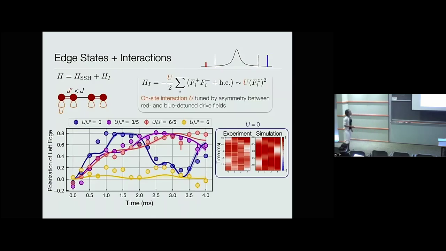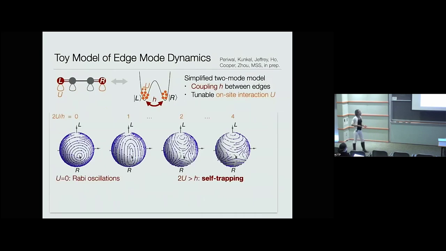And that's something that I realize there's a nice simple picture for understanding, which is to say, in the limit where I have these two edge states and they're well separated from the bulk, I can think of this as a two-site Hubbard model, where the gap between the edge states corresponds to some hopping of spin excitations between the left and right edges.